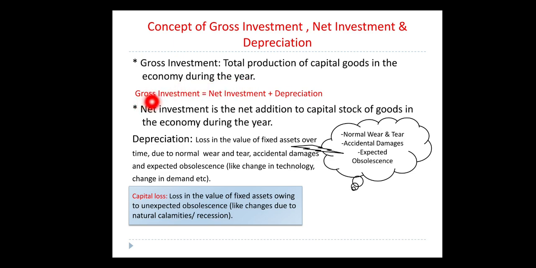And gross investment comprises two components: net investment and depreciation. Okay, net investment, what is net investment? Net investment is a net addition to the capital stock.